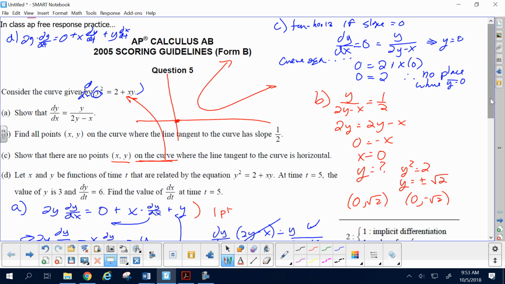They're related by functions at blah, blah, blah. At time equal 5, the value of y is 3, dy/dt is 6. Find the value of dx/dt at time 5. Let's identify what we're solving for. We want this stuff.